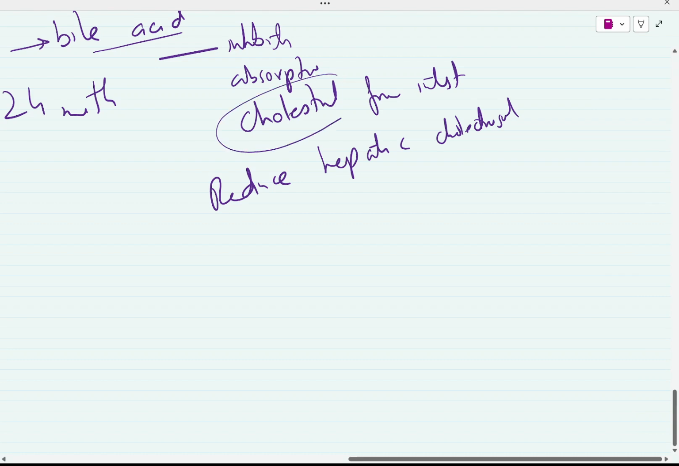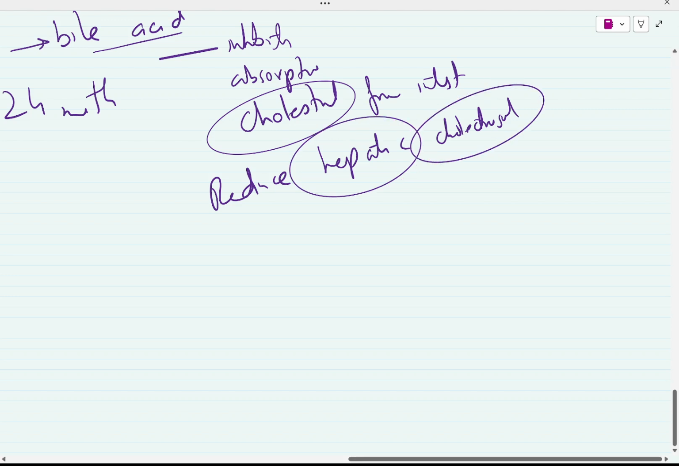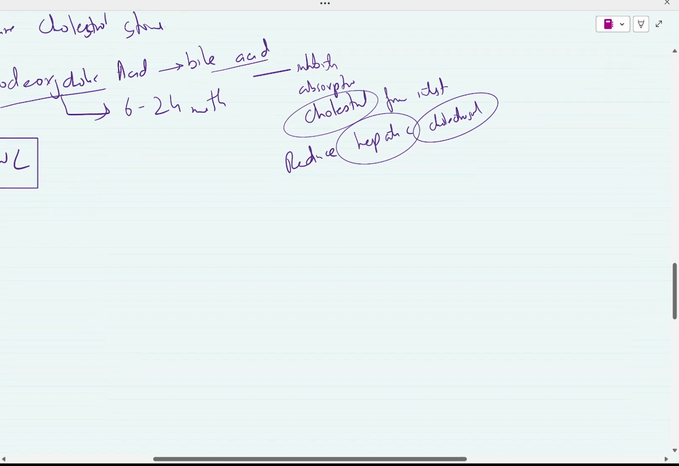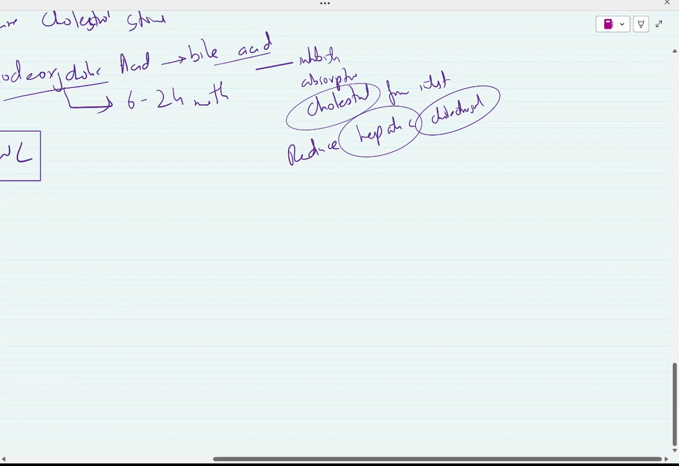We are treating hypercholesterolemia by giving ursodeoxycholic acid for 6 to 24 weeks in patients who cannot undergo surgery. So that's all about our knowledge of treatment, epidemiology and everything about cholelithiasis or stones in the gallbladder.